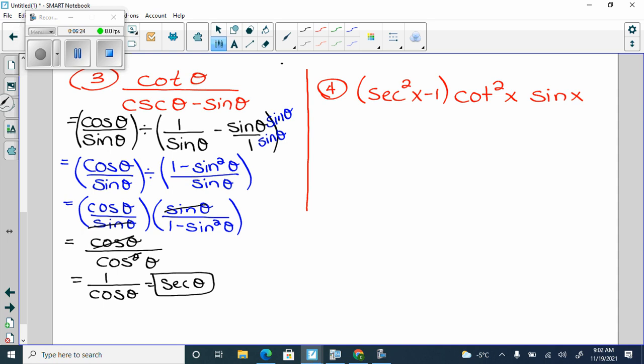Number 4. What the heck can I do? I don't know if I did this right, but I changed the secant squared x minus 1 to tan squared x, and then I put, I don't know if you're allowed to do this, but then I put sine squared x over cos squared x for it. So remember all the single ones, we went over this yesterday, all these single ones can be squares, but the squares can't be singles.